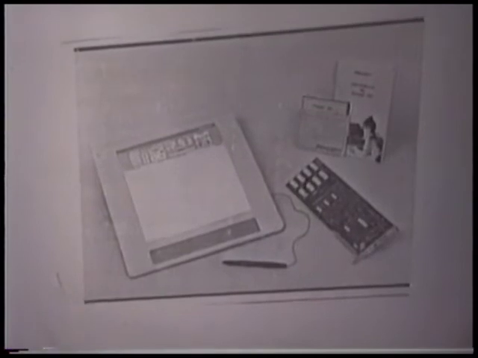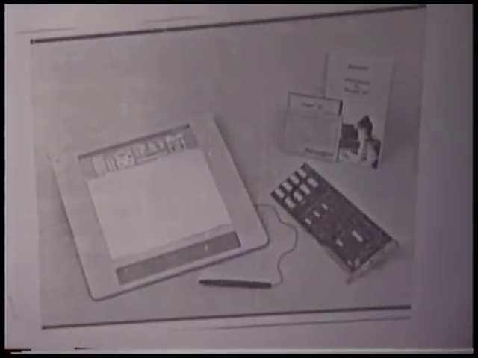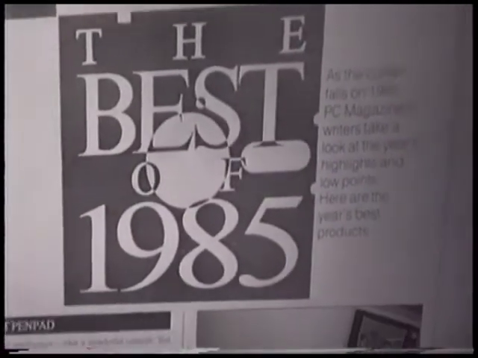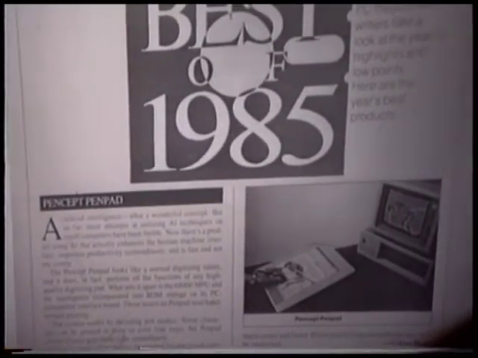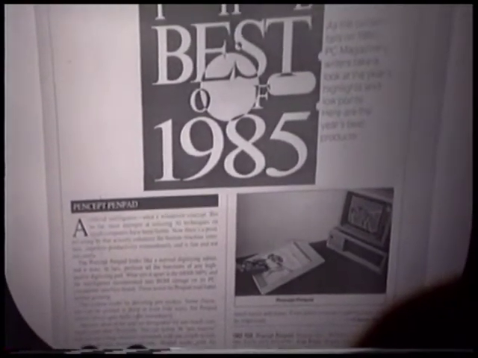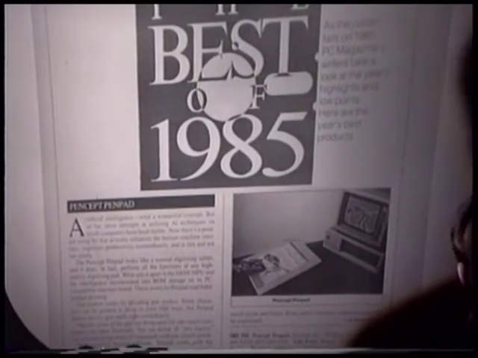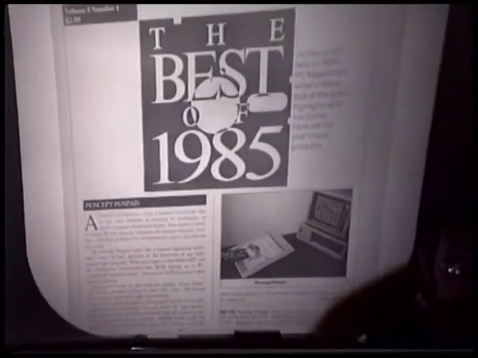Another picture of the PC version of the PenPad product. Notice that it's one card. This had a 68,000 microprocessor to do the recognition and the other functions. That product got on the front cover of Byte magazine and was voted Best of 1985 in PC magazine. Still, the company didn't make it. Good press isn't everything.